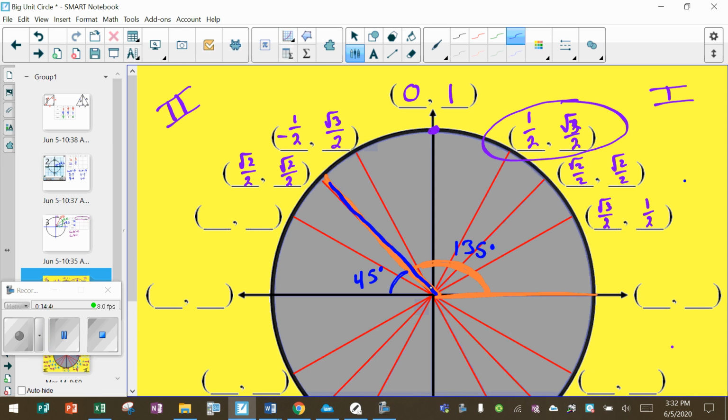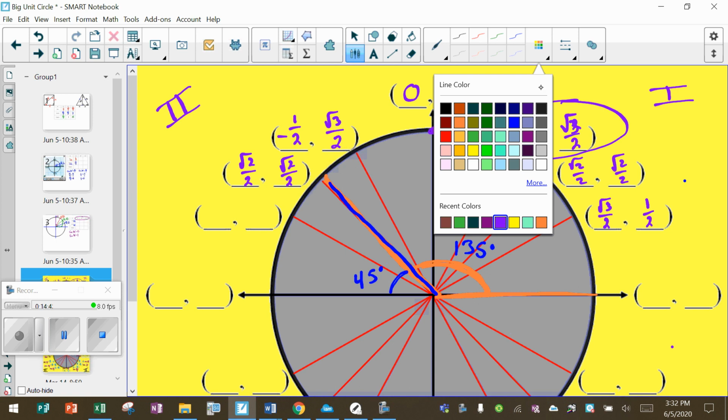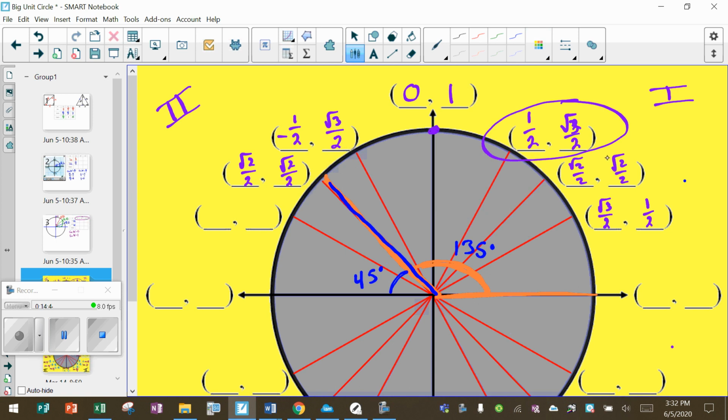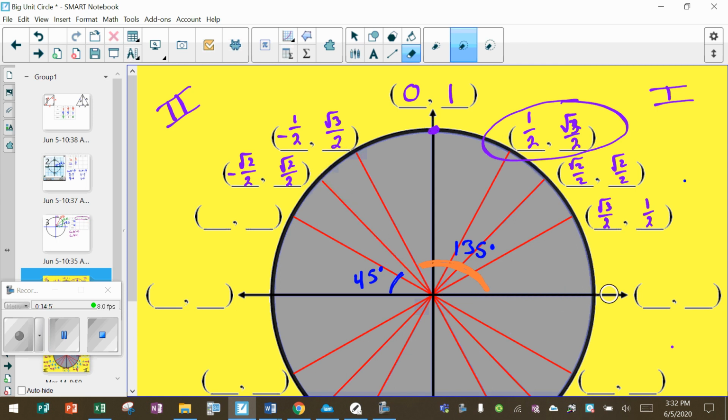So the coordinates will use the same numbers as our 45-degree coordinates, but we have to make an adjustment for the fact that they're in the second quadrant, so it's a negative x value. And then as we keep going around the unit circle, we would keep using the same points, same coordinates, just make the appropriate adjustment depending on the quadrant we are in.